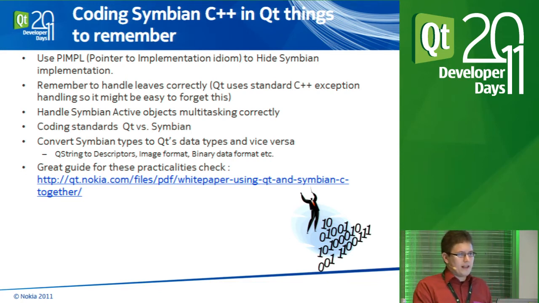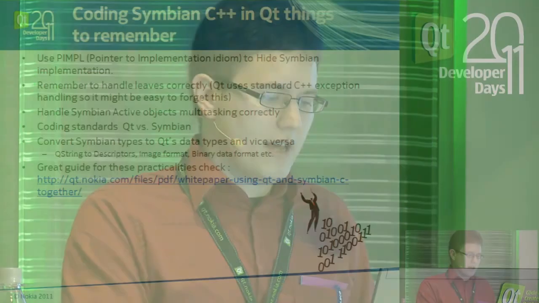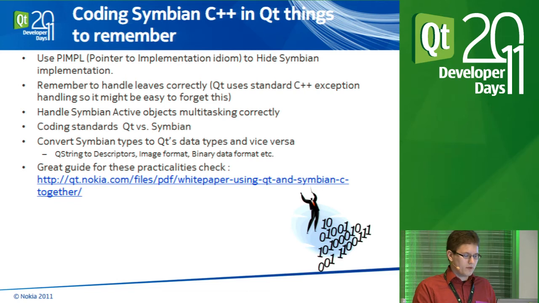Also, handling the leaves correctly is important because you don't want the leaves leaking to the Qt code. Or another way, you also don't want the exceptions to go into the Symbian code because it does not handle those. So make sure that there are enough barriers between the Symbian and Qt code to handle the leaves or convert the leaves to the exceptions and vice versa.